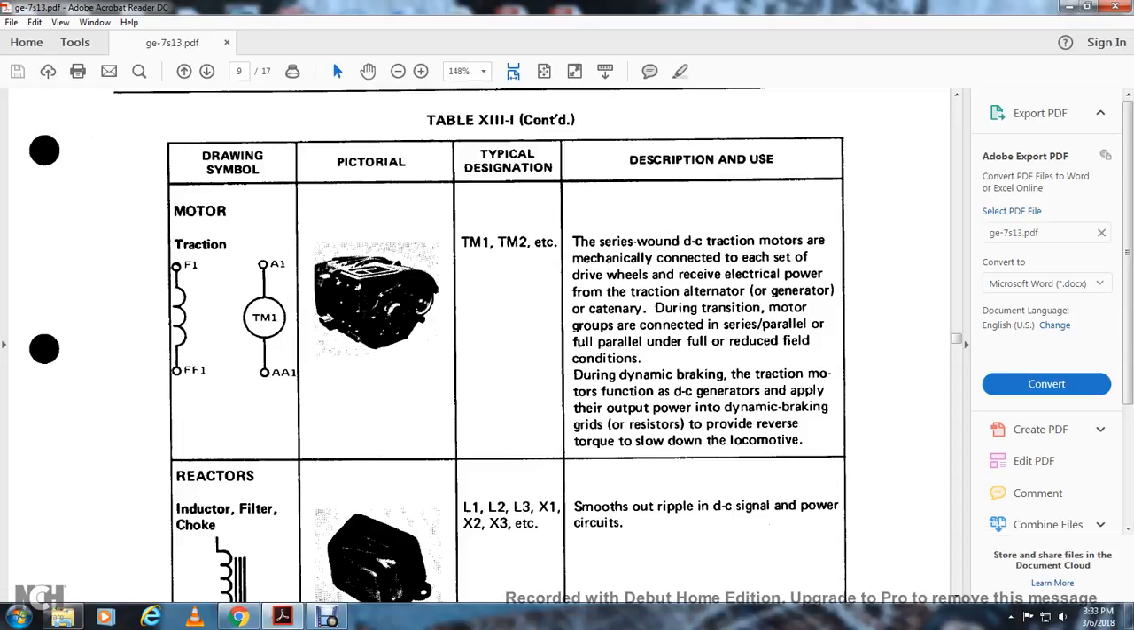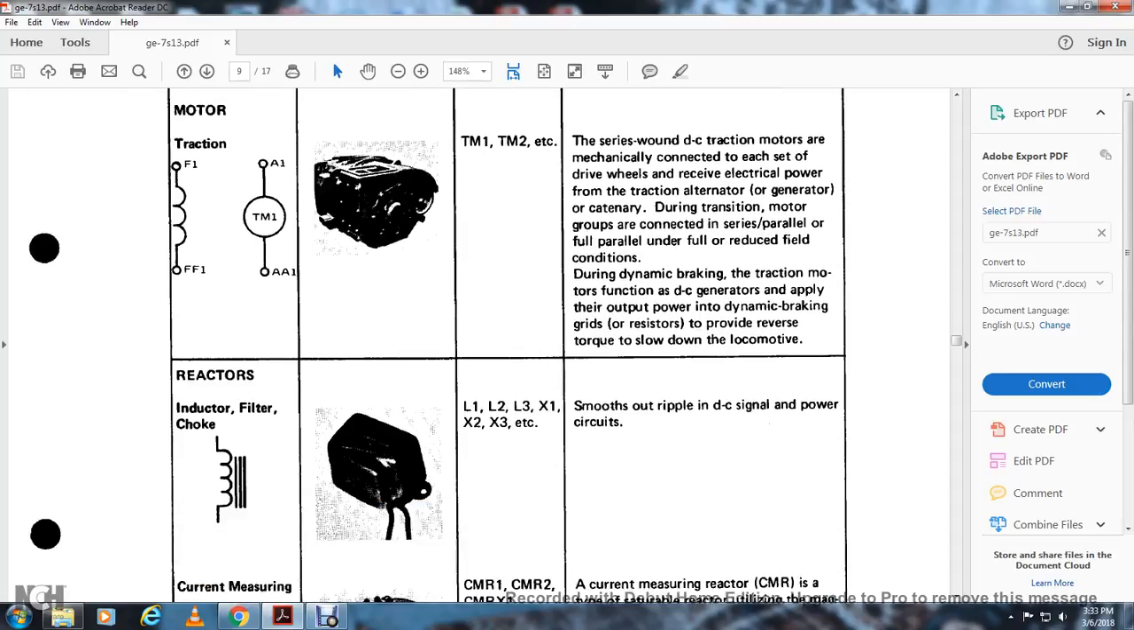During transition, motor groups are connected in series-parallel and full parallel under full and reduced field conditions. During dynamic braking, the traction motor functions as a DC generator, with its output power applied to the dynamic braking grid to provide reversal of torque and slow down the locomotive.